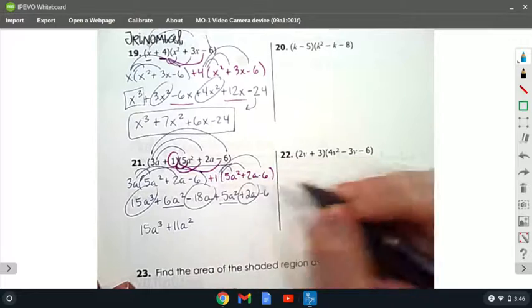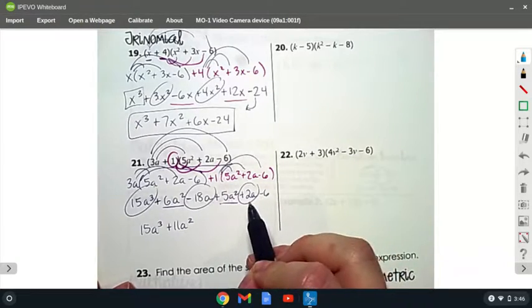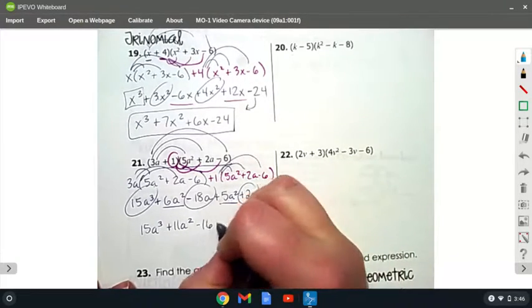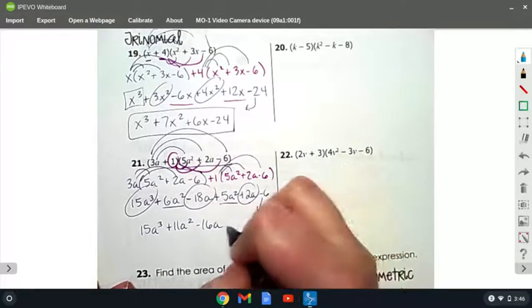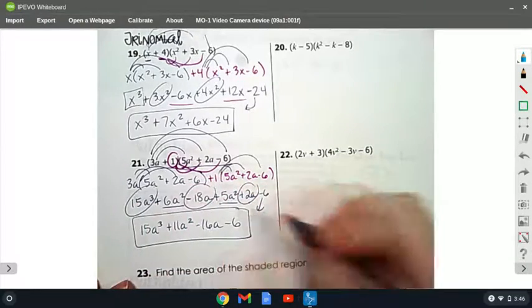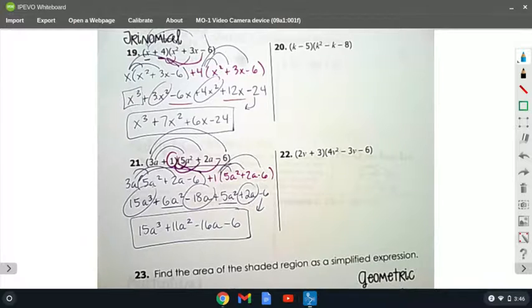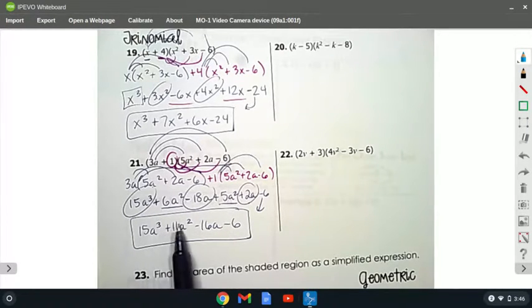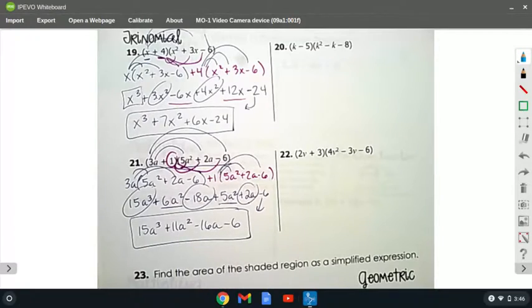And then lastly, I have this negative 18a and 2a that can combine to give me negative 16a. And then this negative 6 has no like terms, so I'll bring it down. And this would be my final answer. We always want our final answers to be in that standard form, descending order of degree.